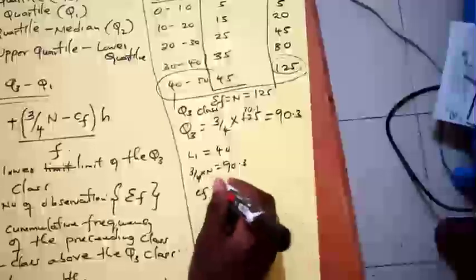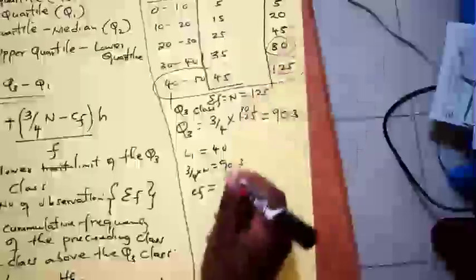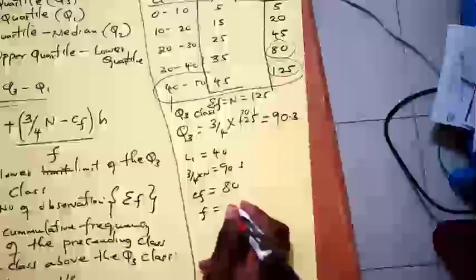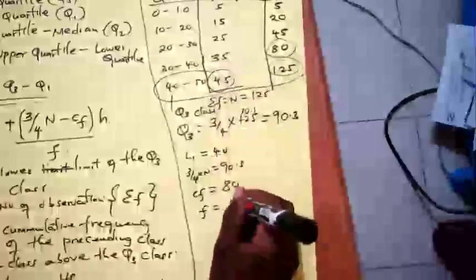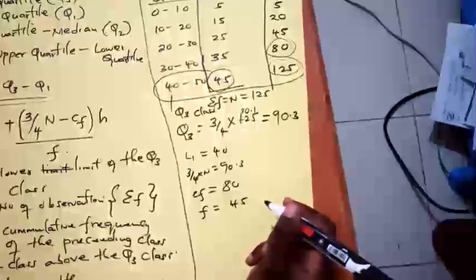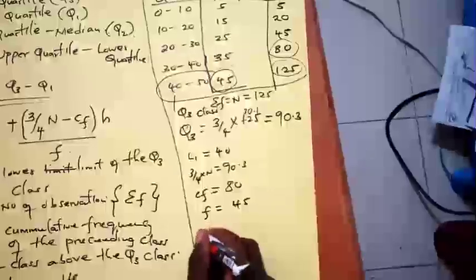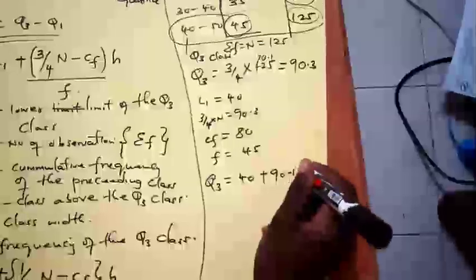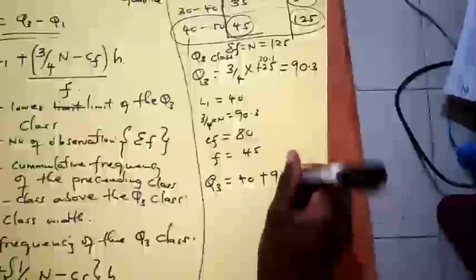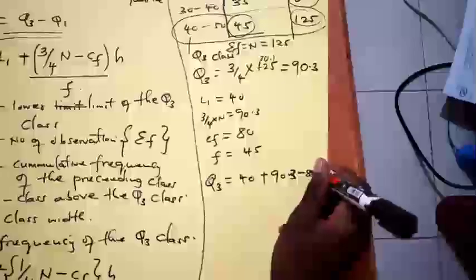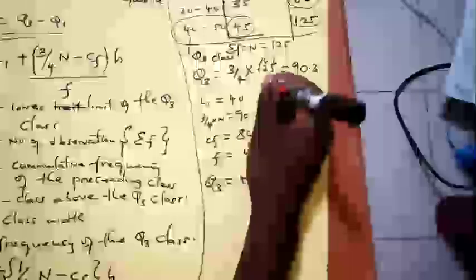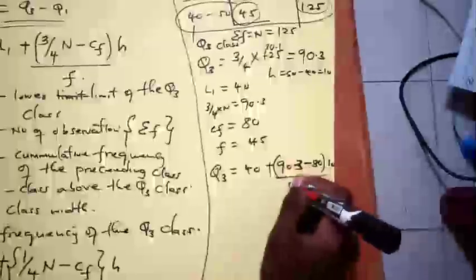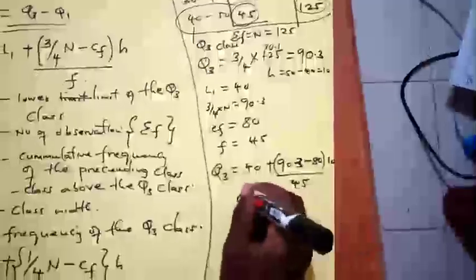Then we have CF, we are talking about the class just above, it's going to be 80. Then we are talking about F again. F is the frequency, which is 45. So you can substitute that. When you feed that into Q3, it's going to be given by 40, plus 90.3 minus 80, then the class width is going to be 50 minus 40, which is 10. So we have a 10, then we divide by 45. So you can come up with Q3.